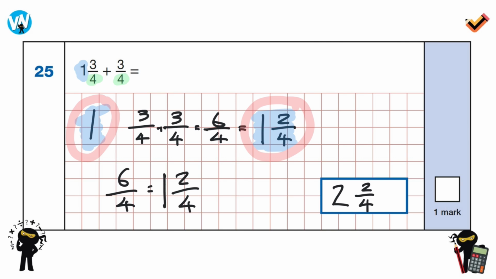Very, very simple. And again, this is question 25 of the SATs paper. It's very straightforward to do. And again, it comes back to what's the problem? Okay, there is no problem because the denominators are the same. So it's very straightforward to add.